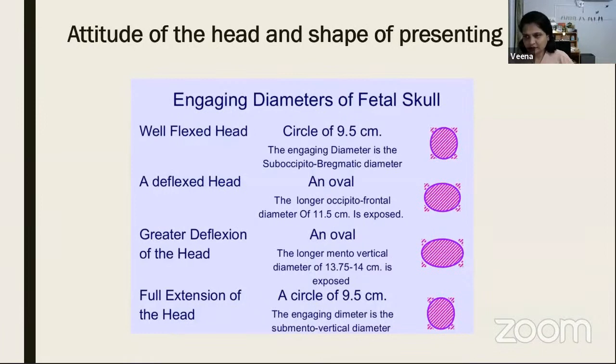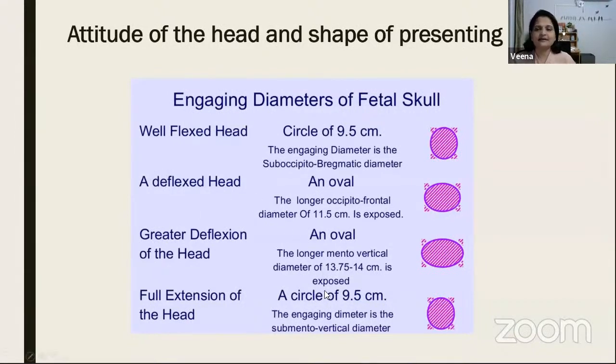The largest one. When we look at the pelvis, you'll understand that in the brim the transverse is the largest diameter, 13 centimeters. That is why the fetus wants to enter the pelvis as comfortably as possible, and the head will almost always engage in left occipital transverse. Is it clear? We'll look at those relationships later when we talk about the mechanism of labor. But right now, remember that the attitude of the head makes a difference in the shape of the presenting part, and it will affect the progress of labor, the cervical dilatation and all that. That's very important.